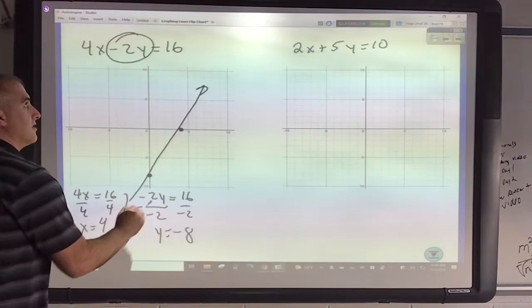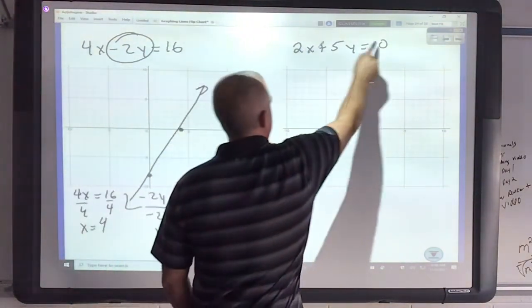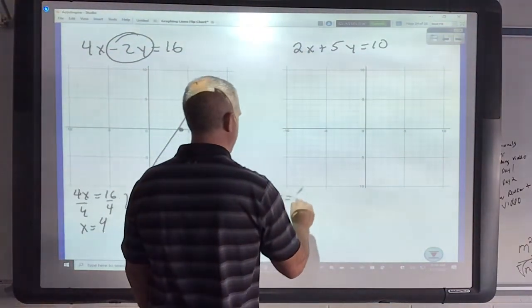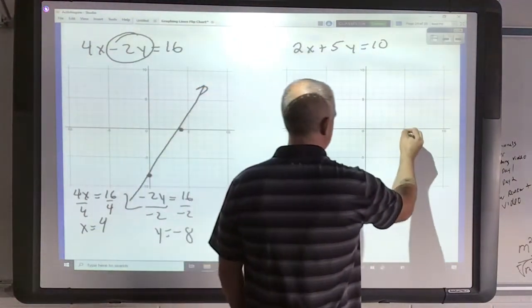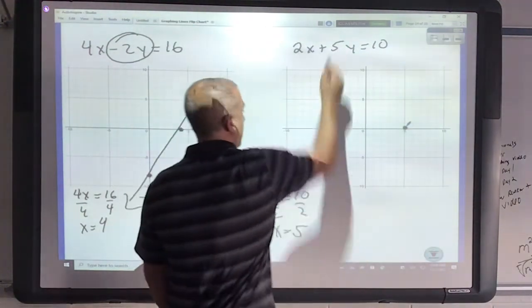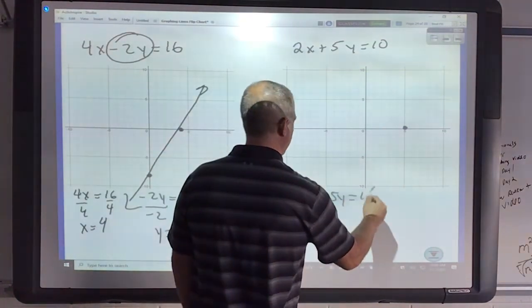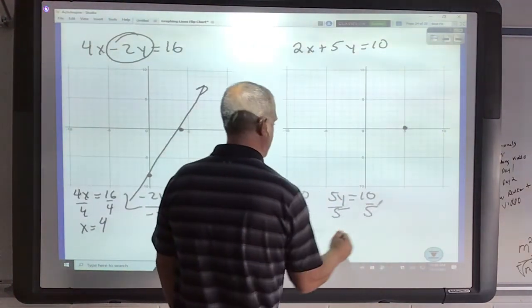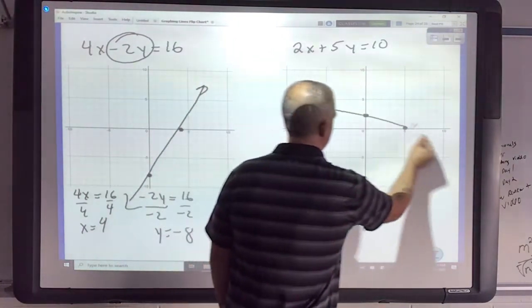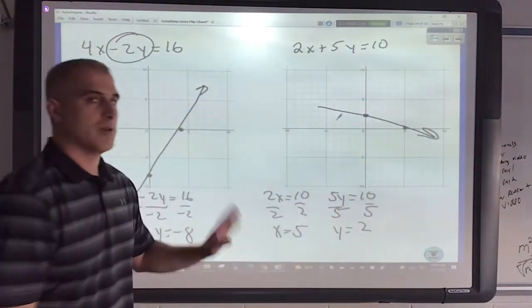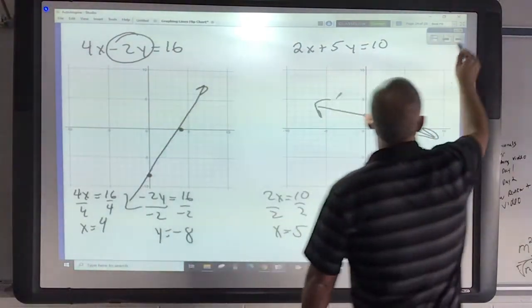I connect the dots. Okay, this one I'm setting equal to 10. Divide by 2. I got x equals 5. And I want to take 5y, set that equal to 10, divide by 5. I got y equals 2. That'd be here. I connect the dots. Don't have to worry about positive or negative checking on that one.